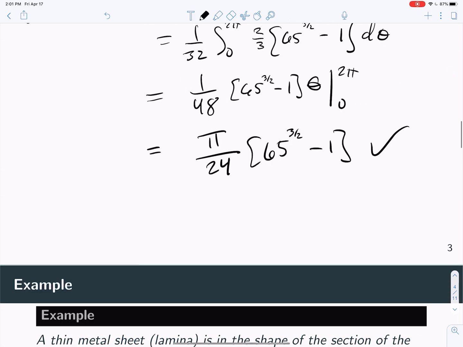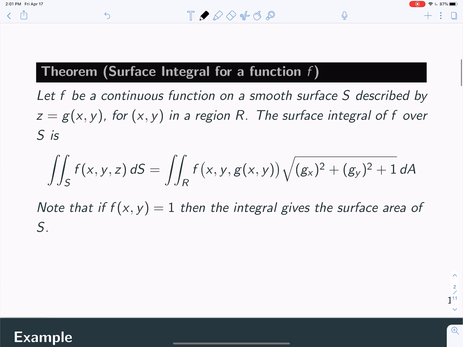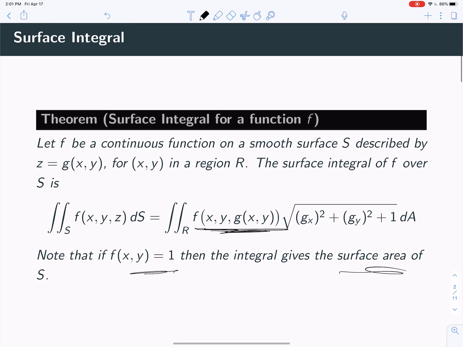Okay, so there's two nice examples of a surface integral where you know the function. And the function could be 1 giving you surface area, or the function could be a density when you get the mass, or it could be some other quantity, and then I guess you'd get something else.